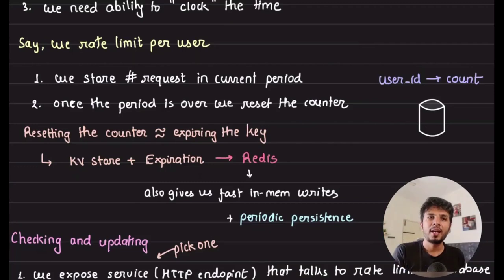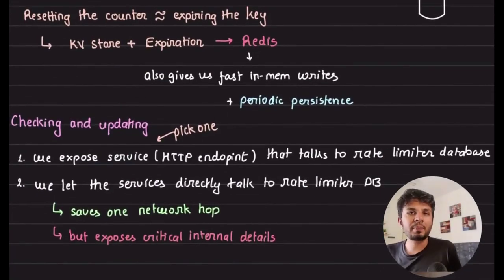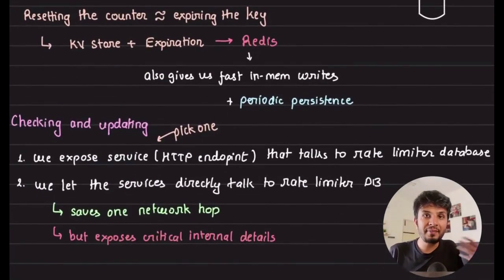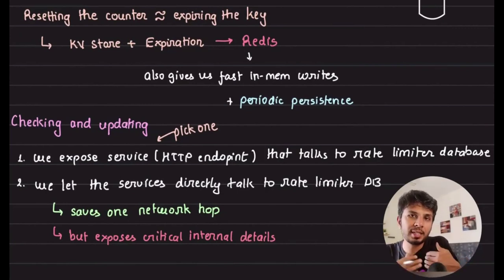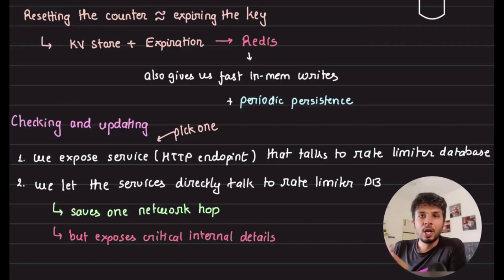Right? Okay. Now, what about checking and updating? Because for every request that is coming in, someone needs to talk to Redis to see if I'm allowed or not, and to say, hey, I'm allowed, so please do count plus plus. Correct? Someone needs to do that. So there are two ways to build it.